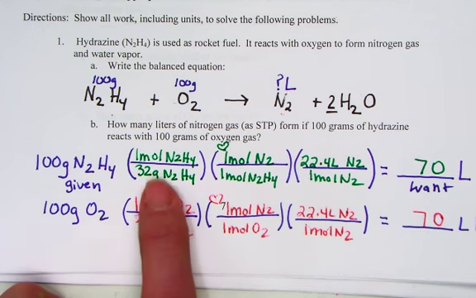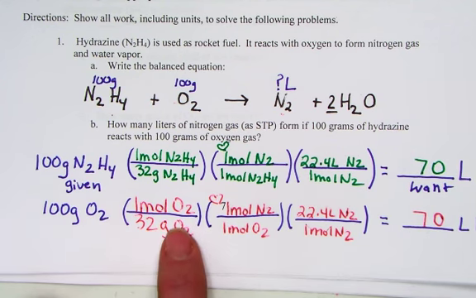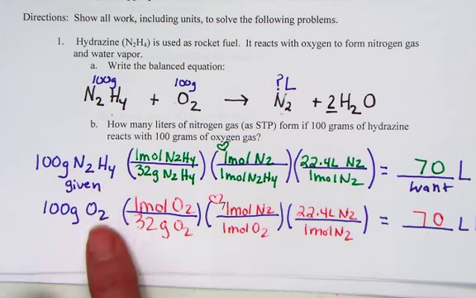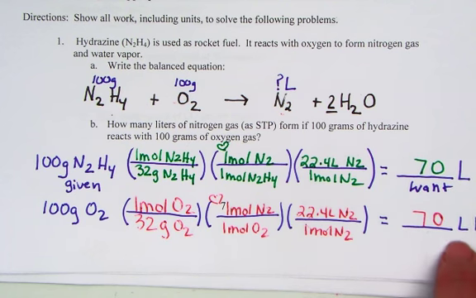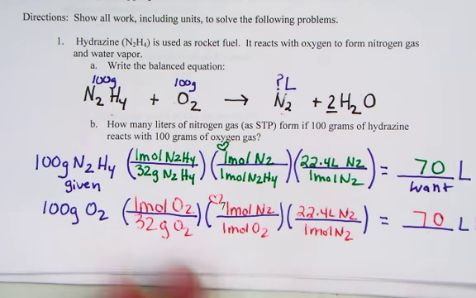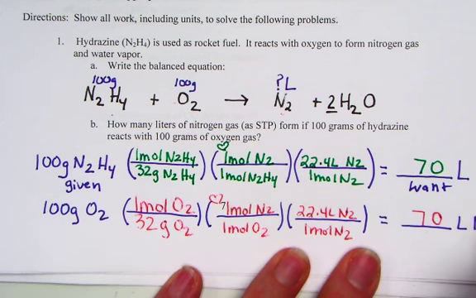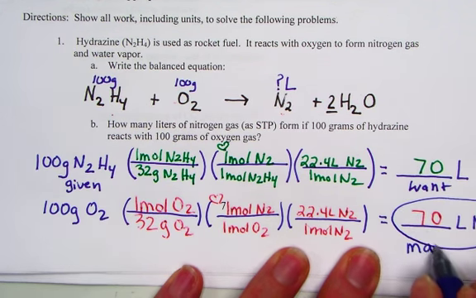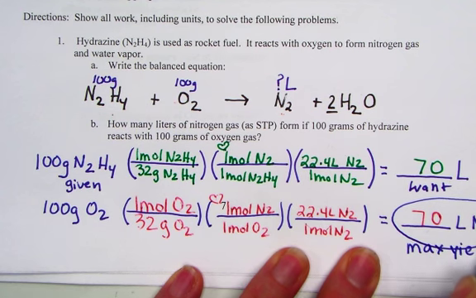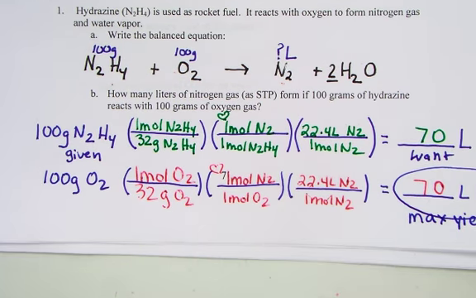Coincidentally, if you've noticed, since the molar mass of N2H4 is indeed equal to the molar mass of O2, we've reached the same answer. There is no limiting or excess reagent. Since we calculated 70 for both of them, the maximum yield is 70 liters, giving us no excess or limiting reagent.